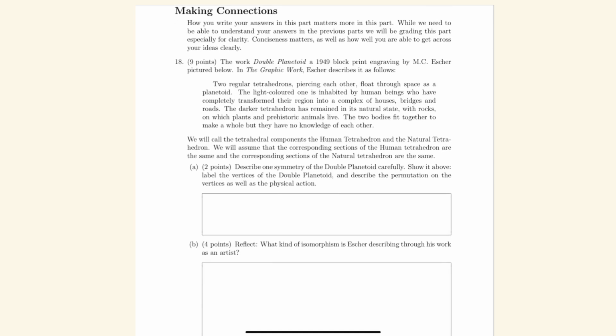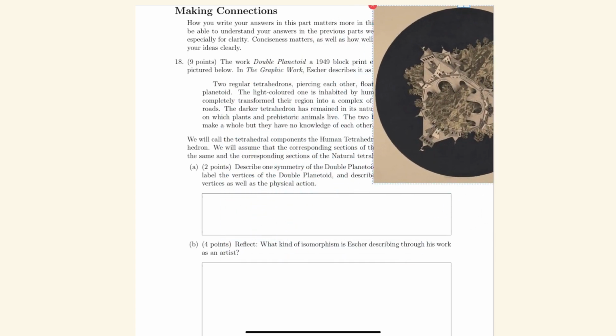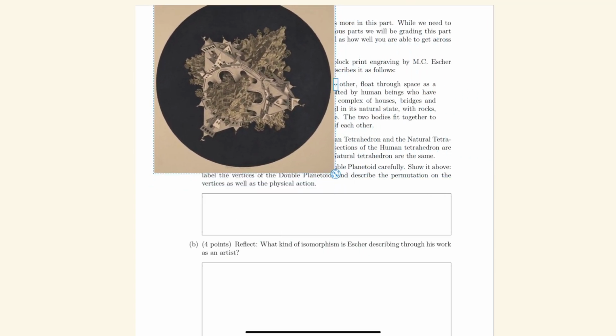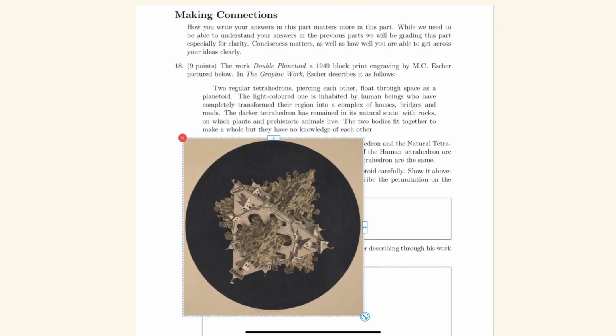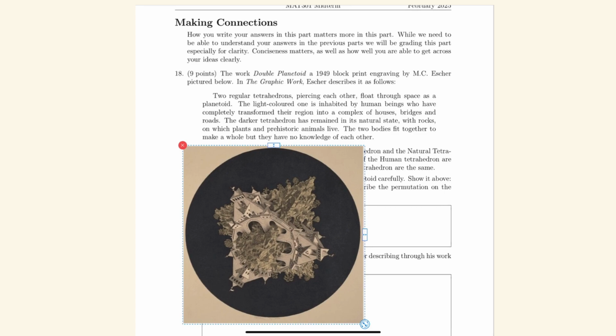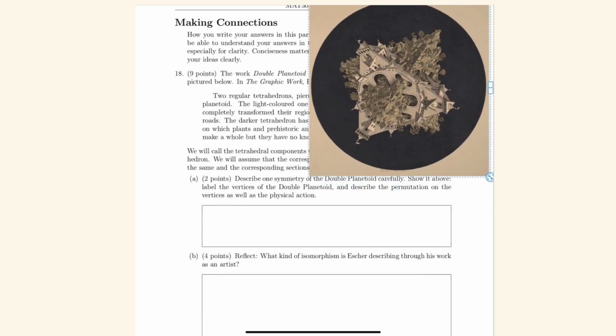Okay, in the making connections section of this test, you were dealt the double planetoid, and because this test was getting long in terms of space, I cut it out at the last minute. This is what it looked like. Okay, and we're told this nice quote by Escher. If you did not read it, if you did not have this test, I encourage you to pause and read it because it's very relevant to Part B. So there is the tetrahedron.